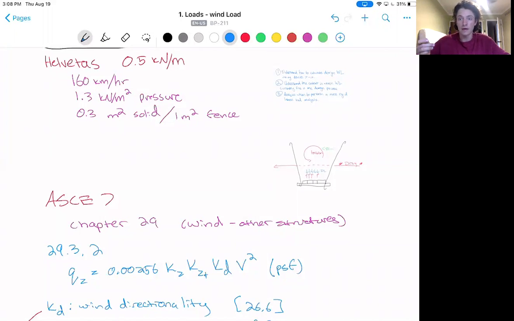In our discussion about the ASD methodology for determining wind load, I first want to point out the Helvetas manual, which gives us a 0.5 kilonewton per meter wind drag loading. This is based on the 160 kilometers per hour or 100 mile per hour design velocity horizontal to the walkway, and is equivalent to 1.3 kilonewtons per meter squared of pressure acting on the equivalent 0.3 meters squared of solid area per 1 meter squared of area. And this is what the manual specifies and comes down to the number 0.5 kilonewtons per meter as a line load.